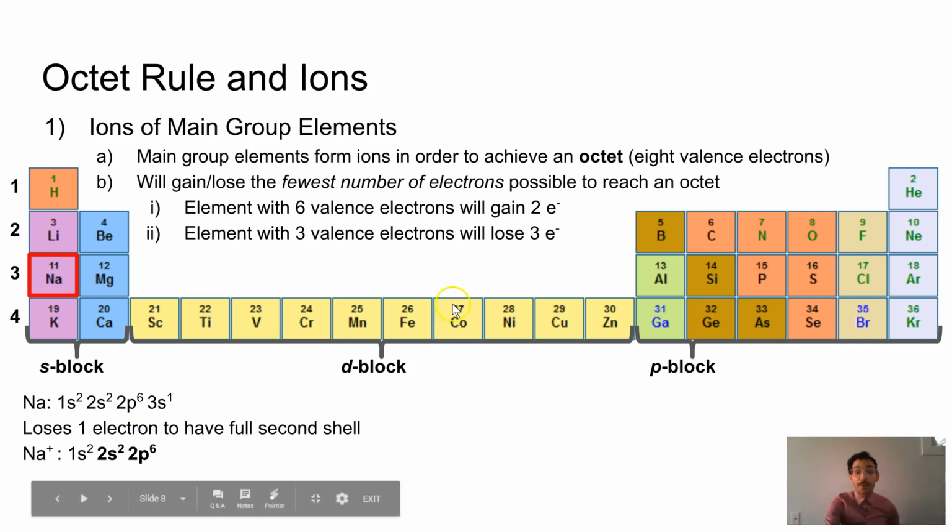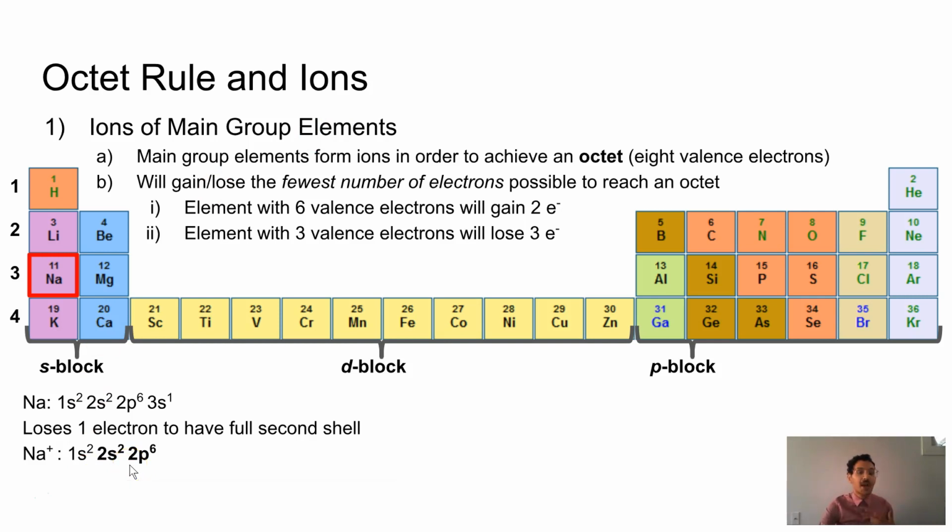And as it turns out, pretty much all of our main group elements will have the same electron configurations as noble gases when they form ions. Did I say that? Main group element ions? They're going to have the same electron configurations as those noble gases. And that's because those noble gases are very stable, and these main group elements are going to form ions to become stable.